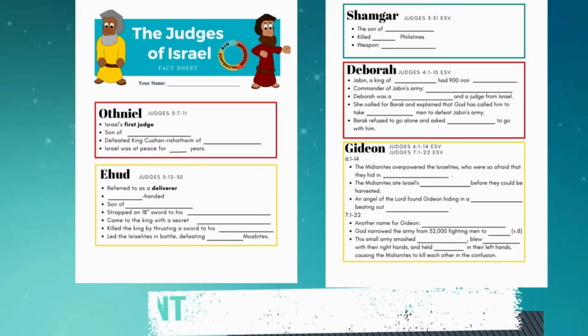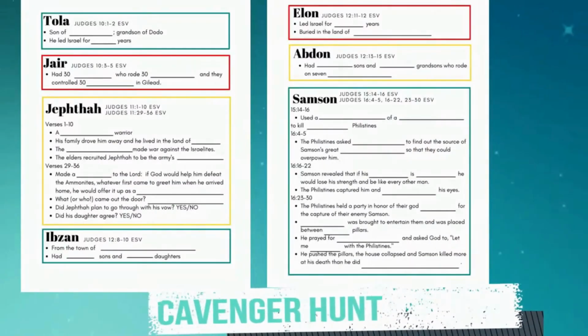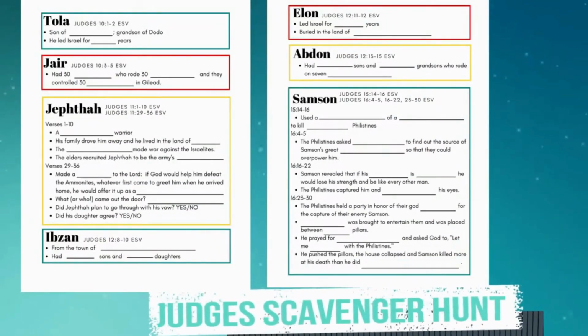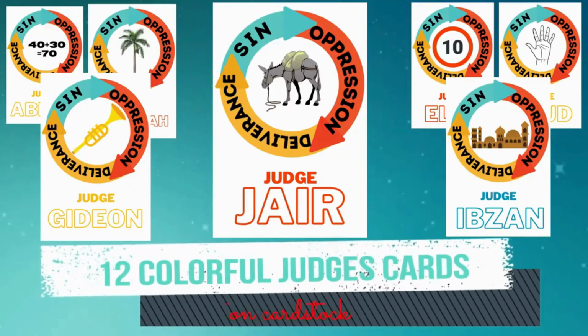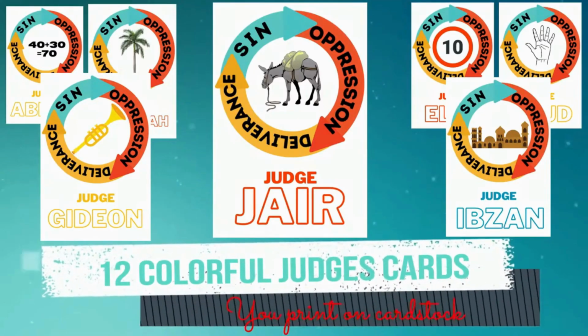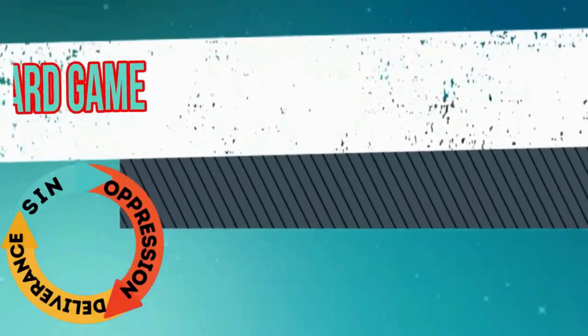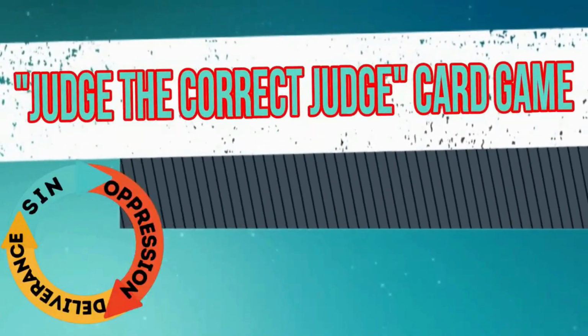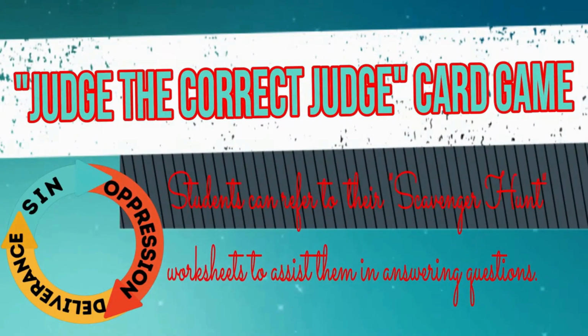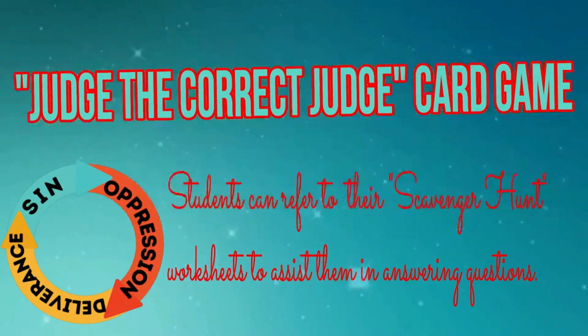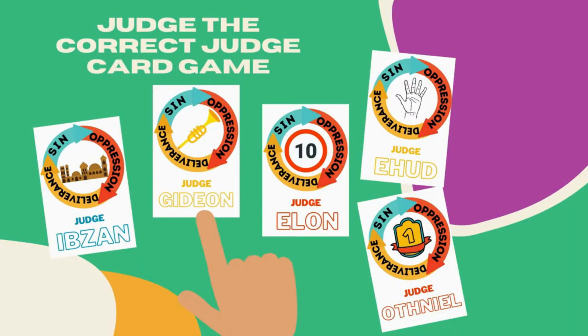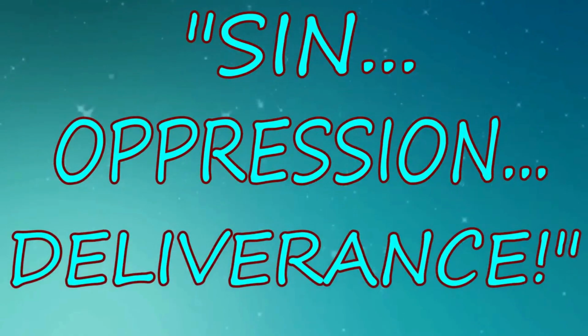After a Bible scavenger hunt that takes a deeper look at the lives of each of the 12 judges, students are presented with their own set of colorful judges cards for a game aptly named Judge the Correct Judge. 20 questions taken from the fact sheet are read, and students have 5 seconds to place a hand on top of the correct card as the class repeats the 3 words of the cycle: sin, oppression, deliverance.